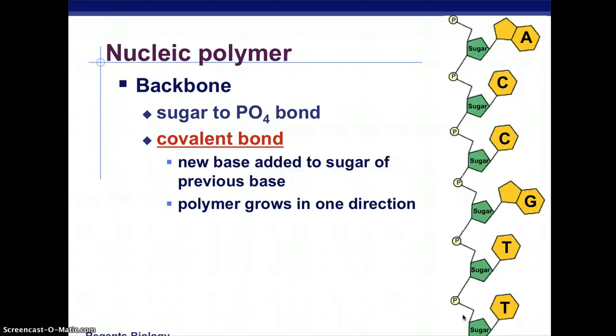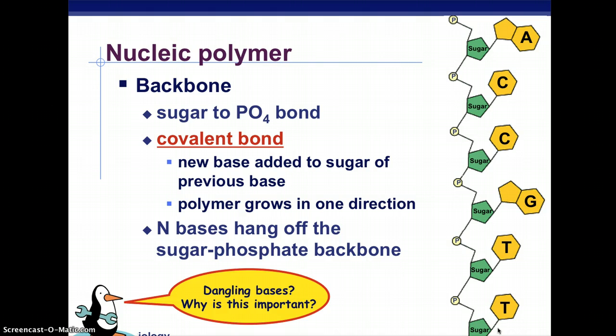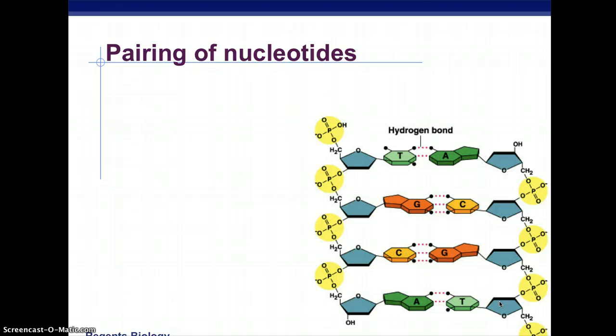The polymer grows in one direction, so this is going to bring into why we number our carbons and sugars. The nitrogen bases hang off the end of the sugar-phosphate backbone, so we have all of these exposed nitrogen bases. Okay, so why are the dangling bases important? Well, the reason why they're important is because if we have another chain of nucleic acids with dangling bases, they can interact together and form hydrogen bonds. So we'll see that in just a second.